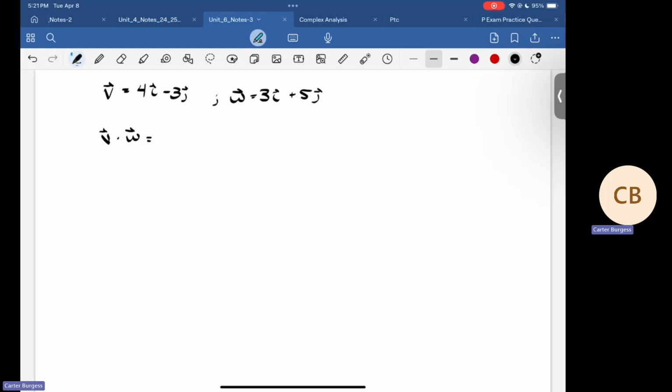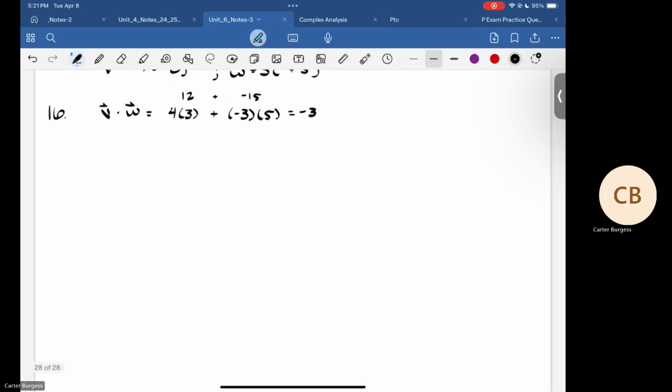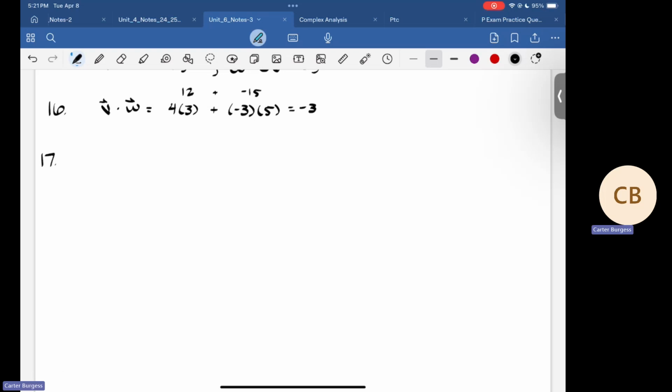And the way we find the dot product is we take the product of my x components, in this case 4 times 3, and we add that with the product of my y components, in this case negative 3 times 5. This is 12 plus negative 15. I get a dot product of negative 3. Not hard, but if you don't know what a dot product is, obviously you wouldn't really be able to do this.